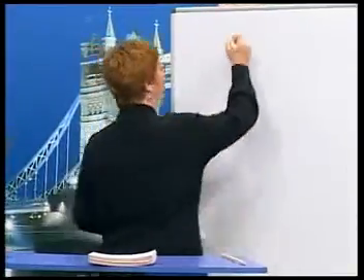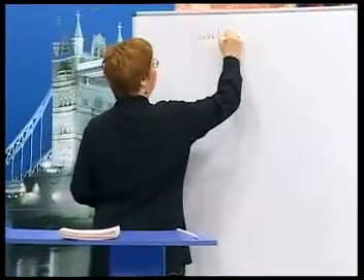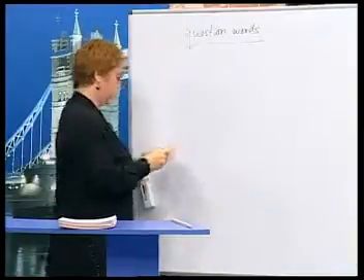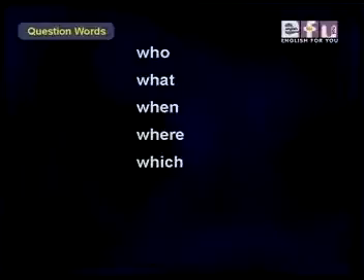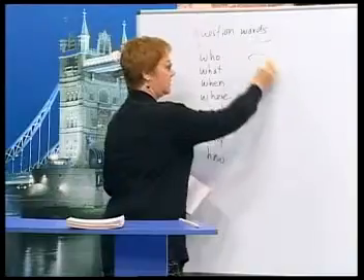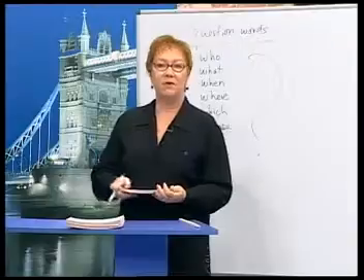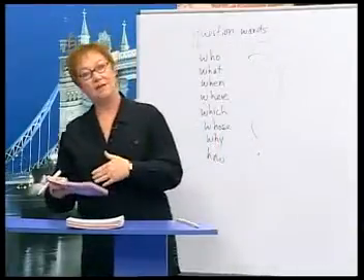Okay, now, first of all, when we ask questions, we often use question words. So these are the question words. These words begin questions. We have who, what, when, where, which, whose, why, and how. These all begin questions. Now, question words tell us something that we want to know. We ask a question.